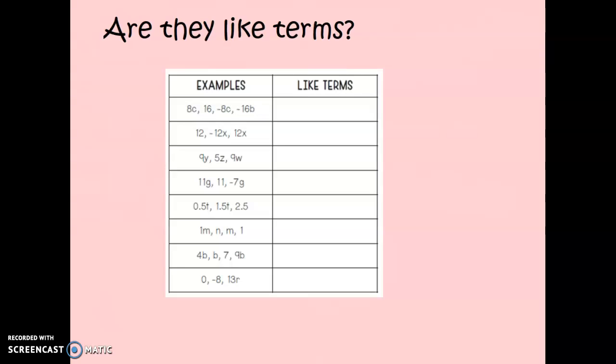So here are some examples, and we're just determining which ones out of the group are like. Right here we have 8c and negative 8c. These are like terms. The other two are not like because they do not have the same variable. And again, our next set, these are like terms. In our next set, we've got 9y, 5z, and 9w. There are no like terms because none of them have the same variable.